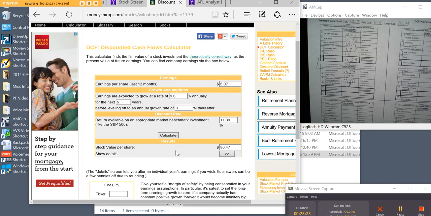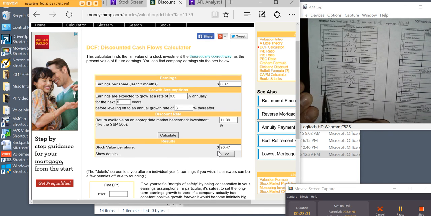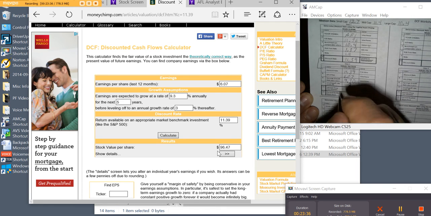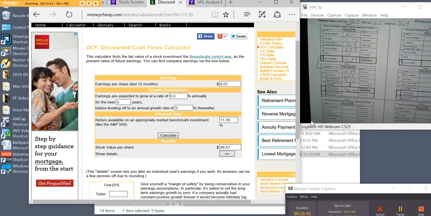Next, I hit calculate, and I got a stock value per share of $96, and this is the intrinsic value. Okay, this is line 11, or row 11, is $96.47. Now, this is the important part. Okay, again, I entered in $96.47. This intrinsic price is essentially what we think the stock is worth based on our calculation. So we think it's worth $96.40.